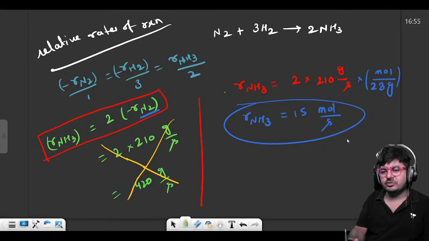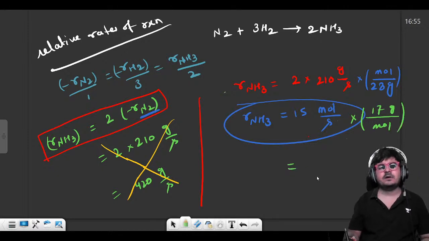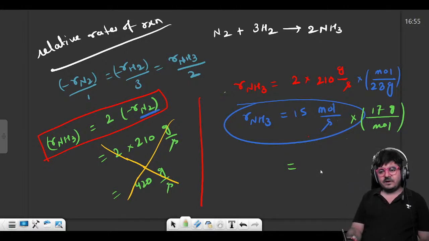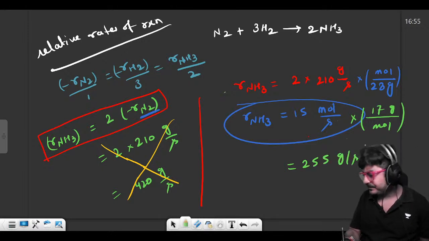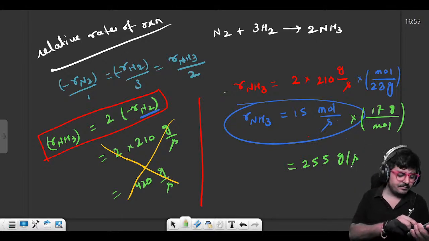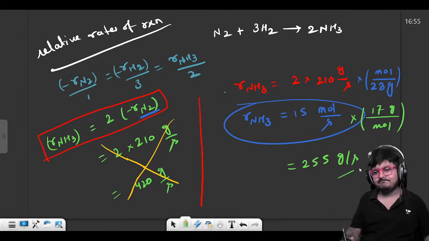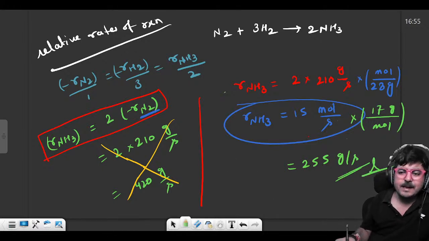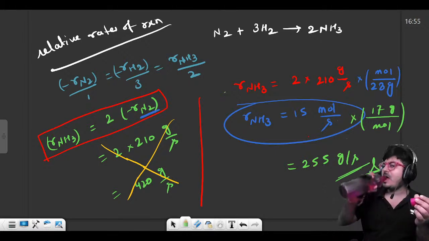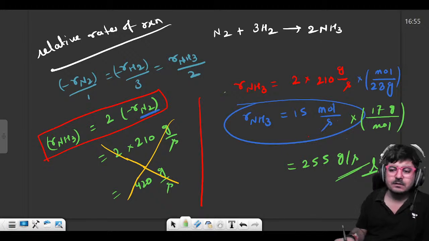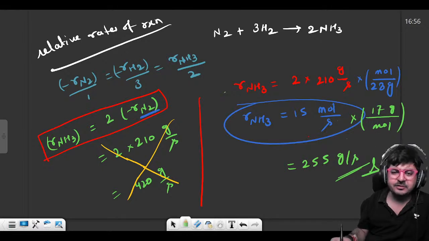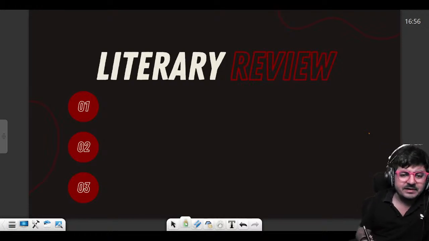But if they ask you in gram per second, so the molecular weight of ammonia is 17 gram by gram mole. So it will be 150, 105, 255 gram per second. Correct. Simple. Okay, so that's how you can do it. Simple. That's type of question they can ask you in 1 mark or for MCQs or in MSQs. आगे बढ़ते हैं.